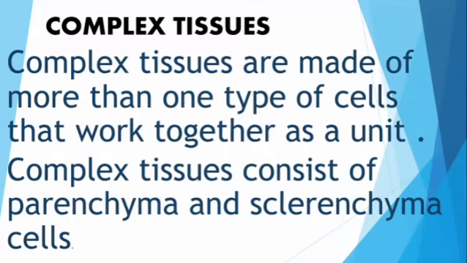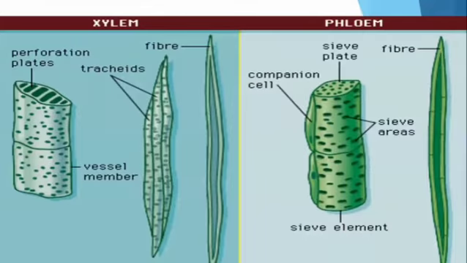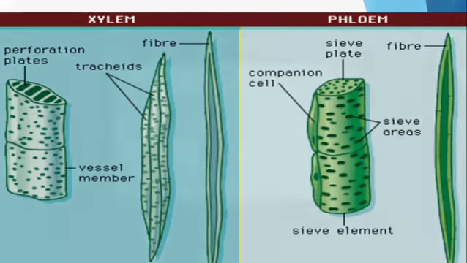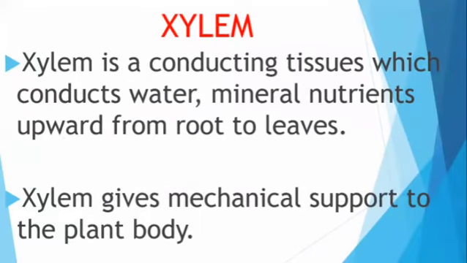Complex tissues are made of more than one type of cells that work together as a unit. Complex tissues consist of parenchyma cells and sclerenchyma cells, but collenchyma cells are absent. The two types of complex tissues are xylem and phloem. Under the xylem, many tissues are there. We will study the xylem tissues.